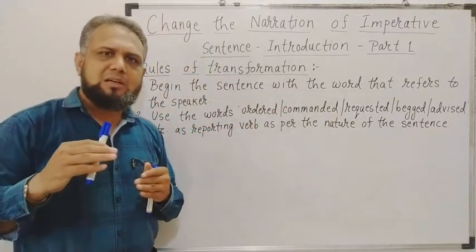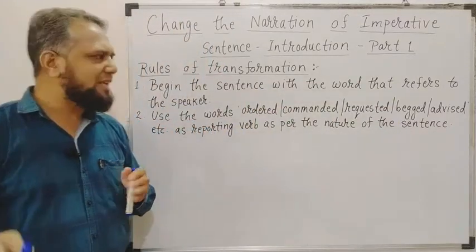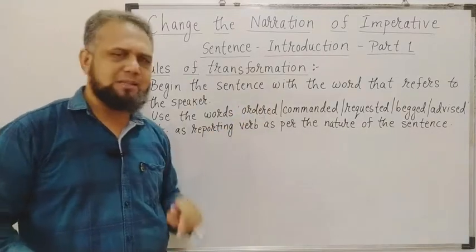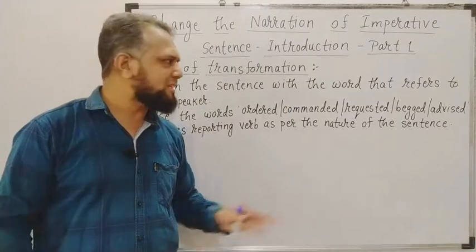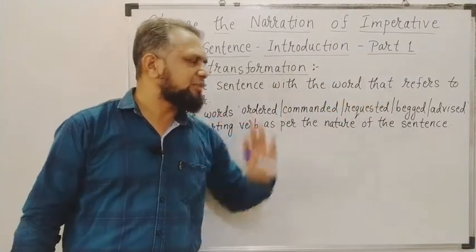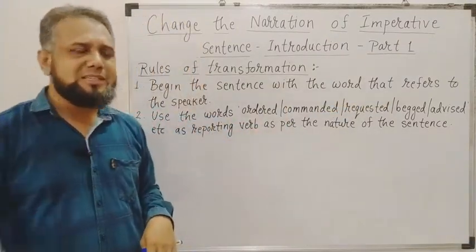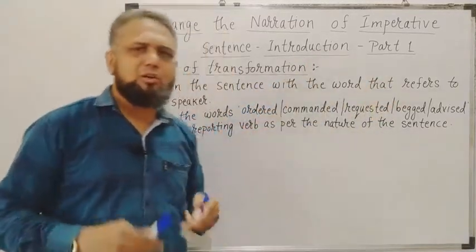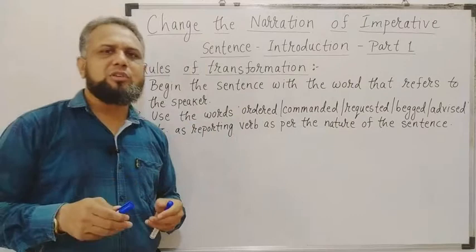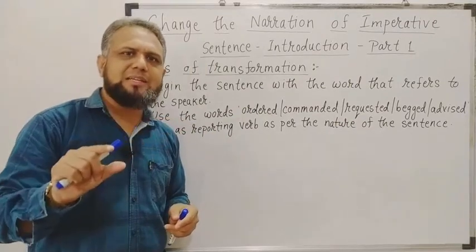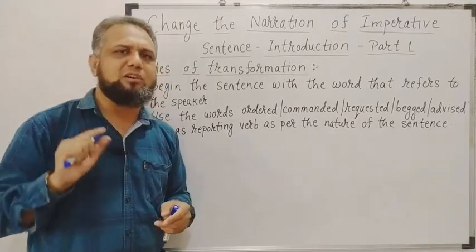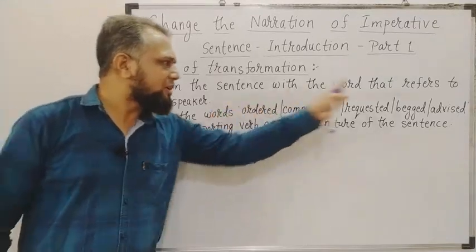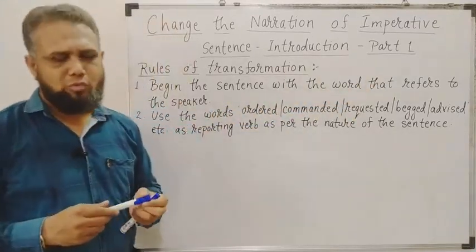If the nature of the sentence says that it is an order or command, you have to use ordered or commanded. If the nature of the sentence is request, you have to use requested. If the nature of the sentence is begging or advice, then you have to use begged or advised as your reporting verb. After reading the sentence, we can guess what the nature of the sentence is, and accordingly we have to use any one of these reporting verbs.